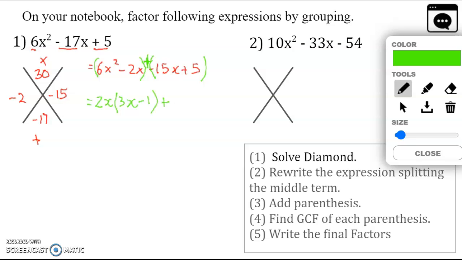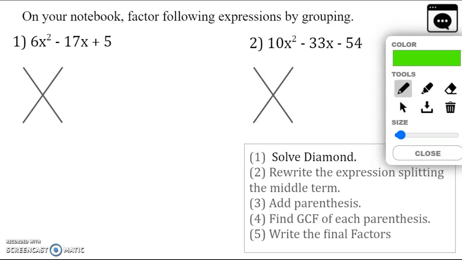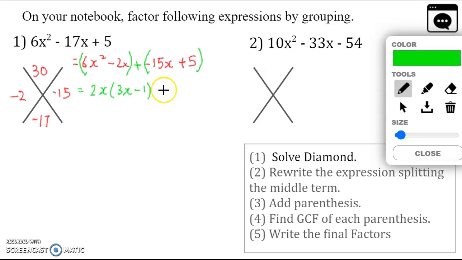And to that you are adding negative 15x plus 5. I do see the 5 as the common factor. Again, I am going to have the same problem, so I am going to take out negative 5. Negative 5 times what is negative 15x? It's going to be 3x. And negative 5 times what is positive 5? That's going to be negative 1. Negative 5 times negative 1 is positive 5.